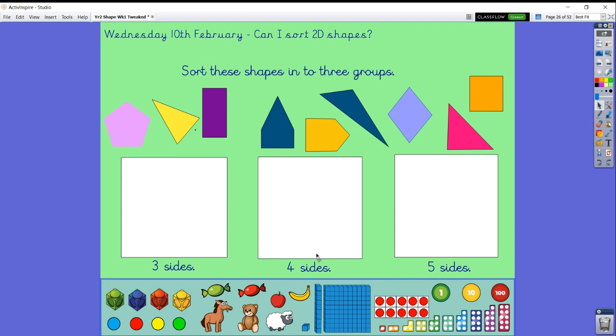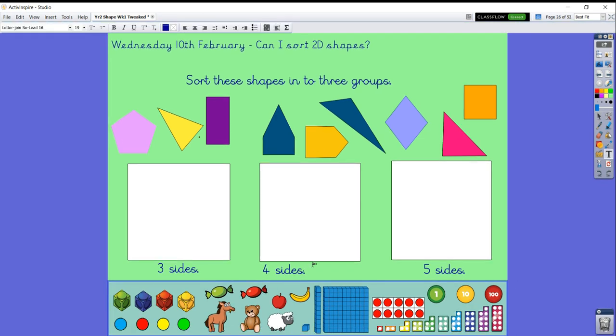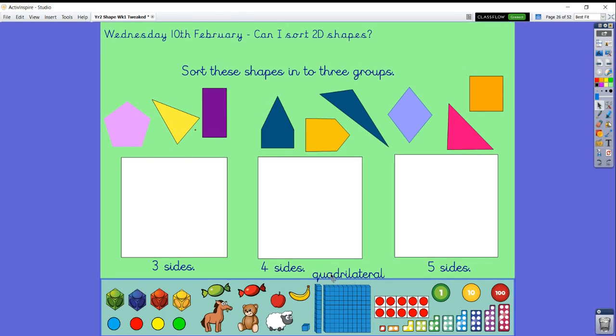We've got 3 sides, 4 sides, and if something's got 4 sides, we can actually call it, I'm going to type a really fancy word in here. It's quite long, let's see if I get it right. Quadrilateral. So it's a quadrilateral shape. With any shape with 4 sides, we can say it's a quadrilateral. And we've got shapes with 5 sides. Press pause and see if you can sort those.